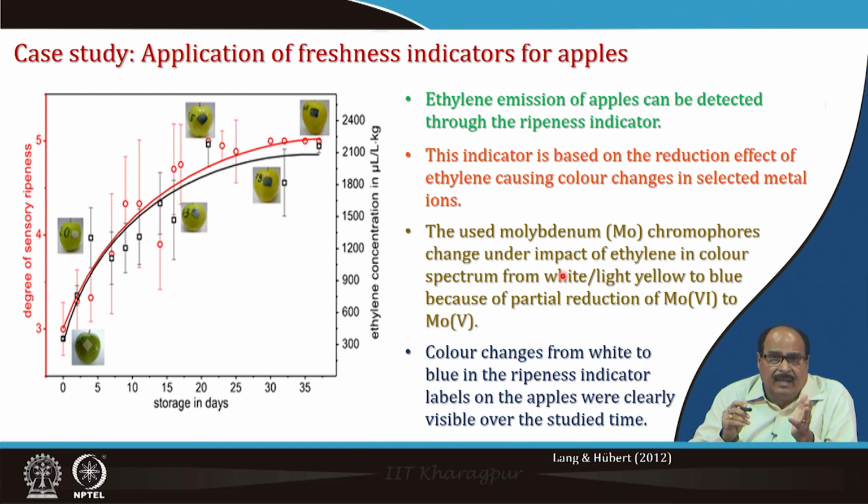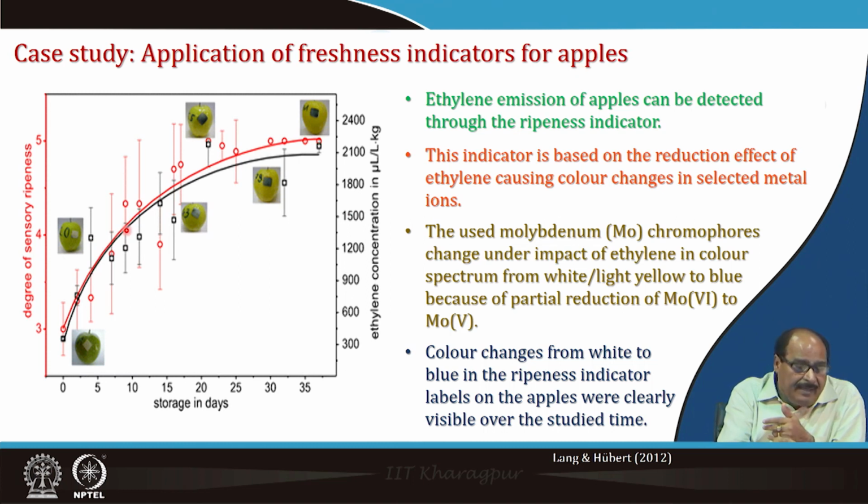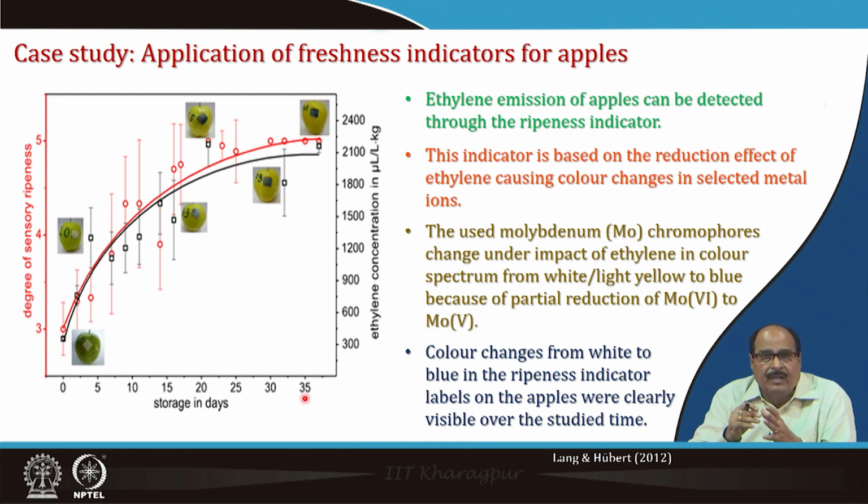Here are the freshness indicators of the apple. You can see that this red line is the degree of sensory ripeness, and the black line shows the ethylene concentration. So, a relationship between ethylene concentration and degree of sensory ripeness is shown here, and it changes with the storage time in days. Okay. So, ethylene emission of apples can be detected through the ripeness indicators.